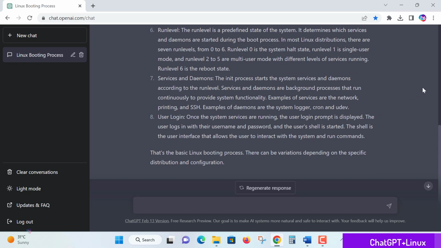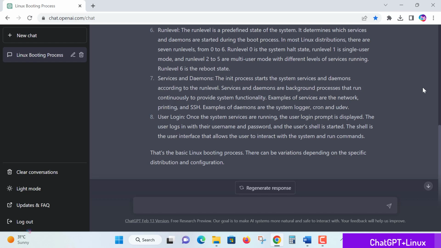And services and daemons. The init process starts services and daemons according to the run level. Daemons are background processes that start automatically and keep running continuously if they are working properly. Example services are SSH, web servers like Apache, MySQL, or Tomcat if you have installed them, and similarly cron jobs.